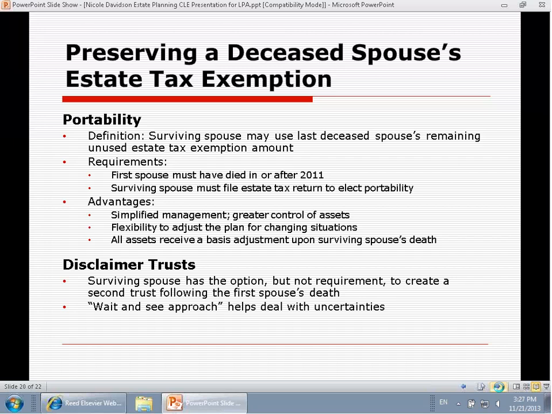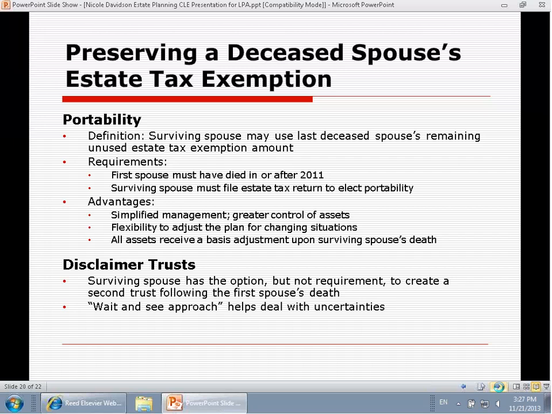The requirements to qualify for portability is that the first spouse must have died in or after 2011 when portability became the law, and second, that the surviving spouse needs to file an estate tax return and make an election for portability. So this is an opt-in. If you don't opt in, then you throw away your spouse's estate tax exemption.